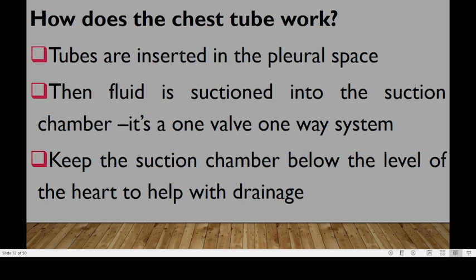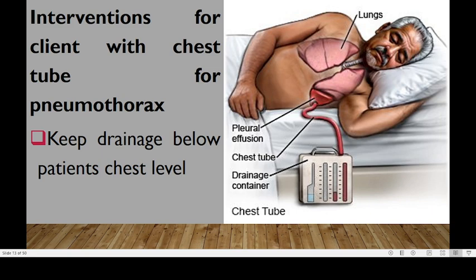So how does the chest tube work? Well, normally tubes will be inserted in the pleural space. Then the fluid is suctioned into a suction chamber. Then, as a nurse responsibility, we need to keep this suction chamber below the level of the heart to help with the drainage.